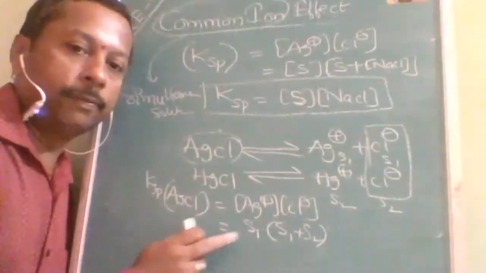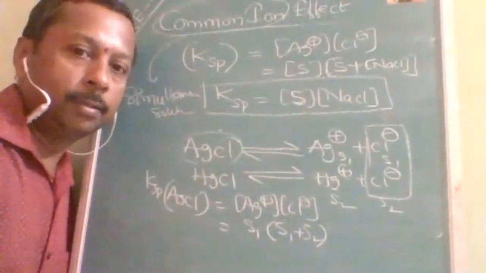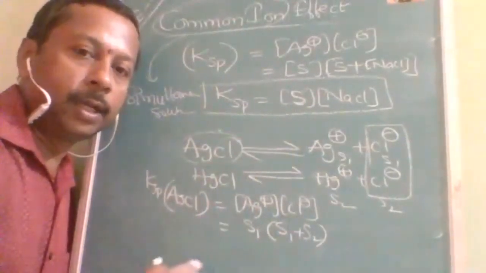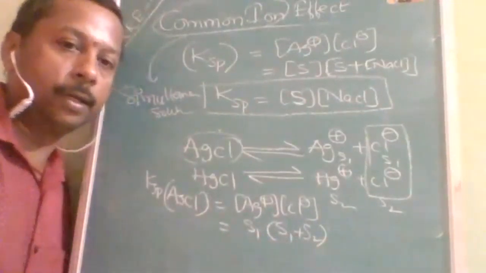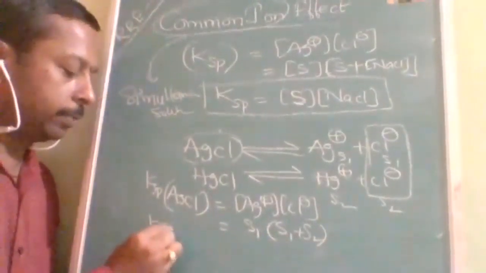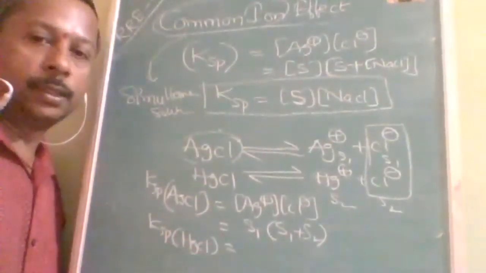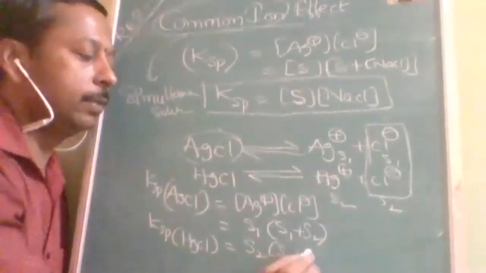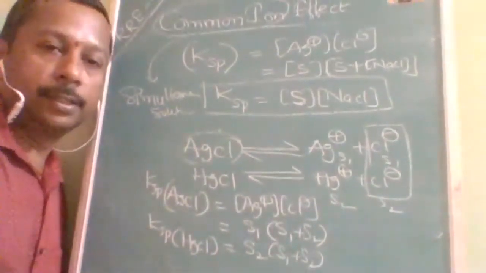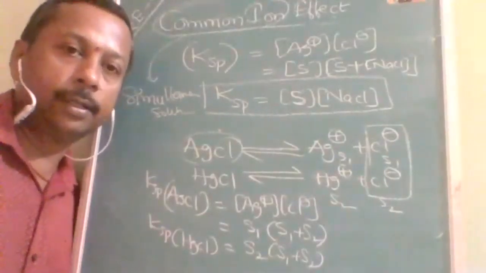That is the difference in common ion effect and simultaneous solubility. In common ion effect, we will take only the concentration of the strong salt. But here, both values are added. We cannot neglect S1, we cannot neglect S2. So both will be added. Same way, KSP of suppose HgCl, here you will write S2 into again S1 plus S2. Difference in simultaneous solubility and common ion effect, I think it is understood.